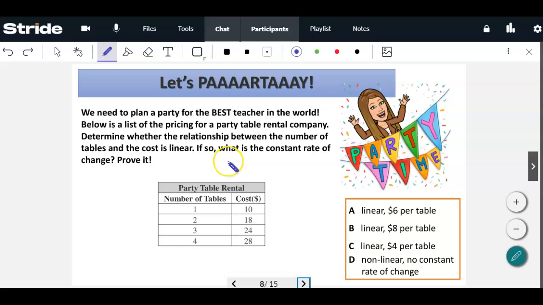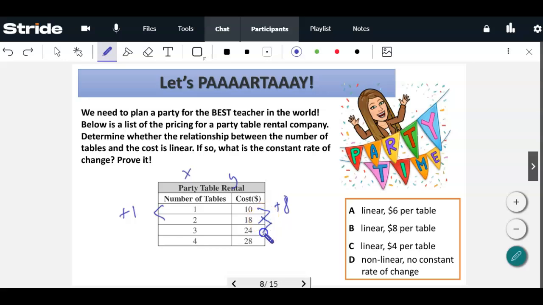All right, we need to plan a party for the best teacher in the world. Below is a list of the pricing for a party table rental company. Determine whether the relationship between the number of tables and cost is linear. If so, what is the constant rate of change? Prove it. We're just going to prove it by doing what we've been doing. This is X, this is Y. We're going to look at our change in Y. That increases by 8. This increases by 1.